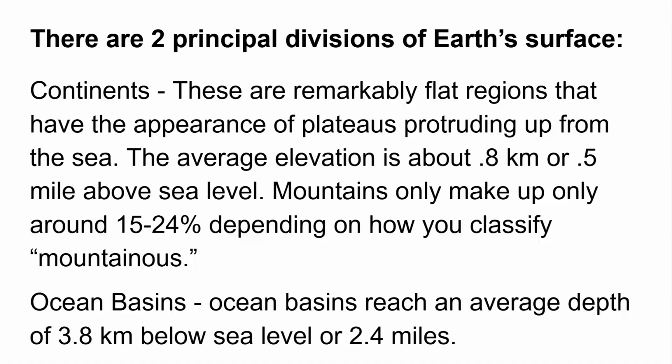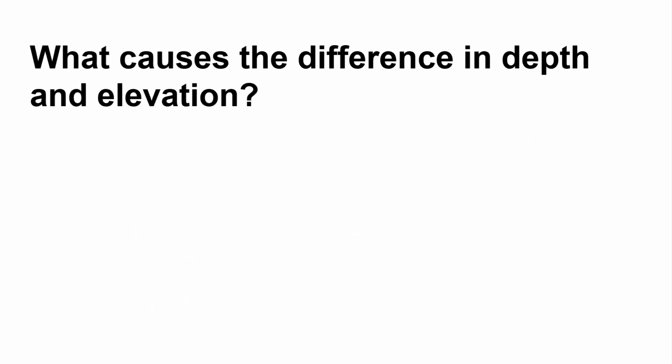And while mountains may dominate the view of some people, especially if you live on the coasts, because that's where they're really near, they really make up about 15 to 24% of the land, depending on how you classify truly mountainous regions, like what are big mountains, where do you draw that line? And then you have ocean basins. The ocean basins reach an average depth of 3.8 kilometers below sea level, or about 2.4 miles.